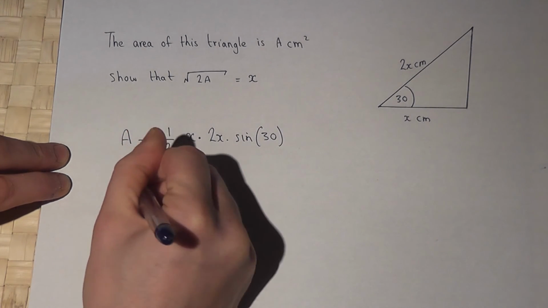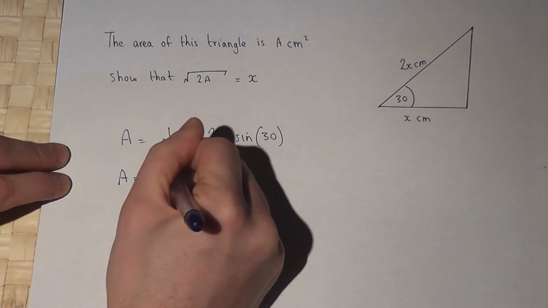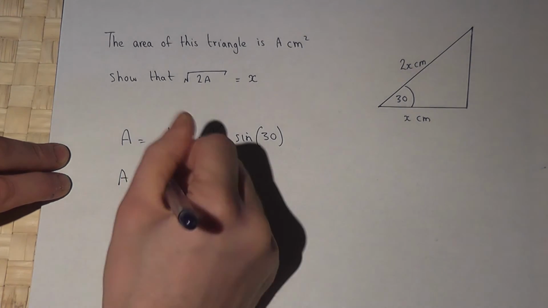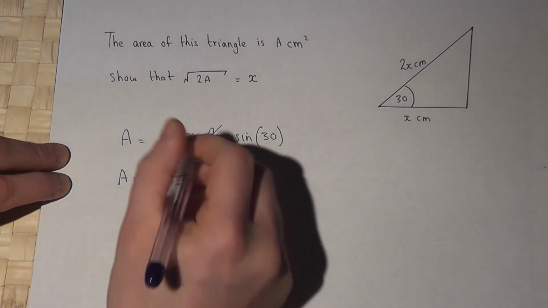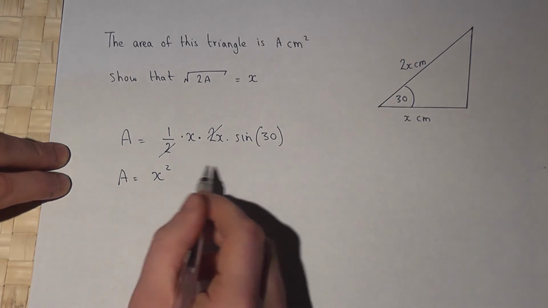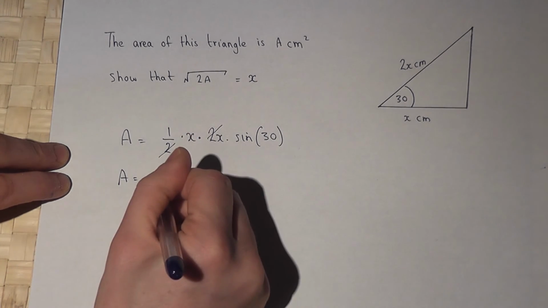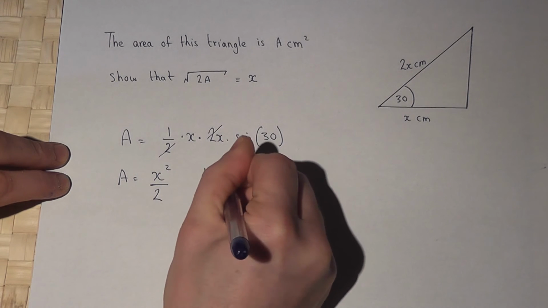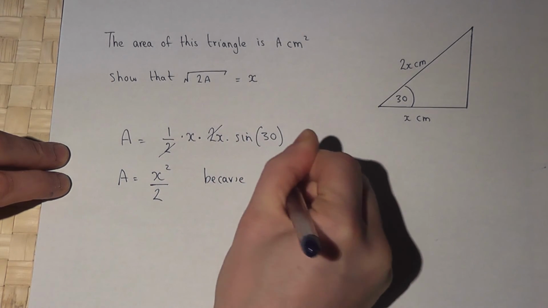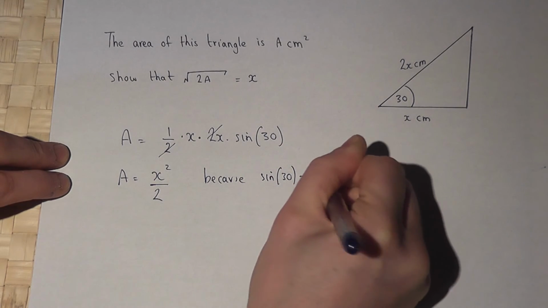Now, the half and the 2 cancel out. So A equals x squared, but if you work out sine of 30, that equals a half. So A equals x squared times a half, or x squared over 2, because sine 30 equals a half.